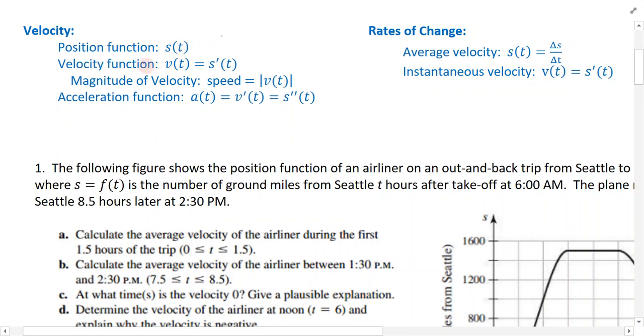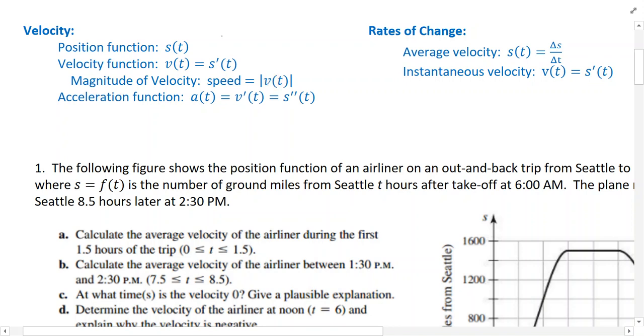Then we have the velocity. Velocity, we've said, is the derivative of our position function. We can represent the magnitude or speed of that object that we're discussing by taking the absolute value of the velocity. So speed is really just the absolute value of our velocity.